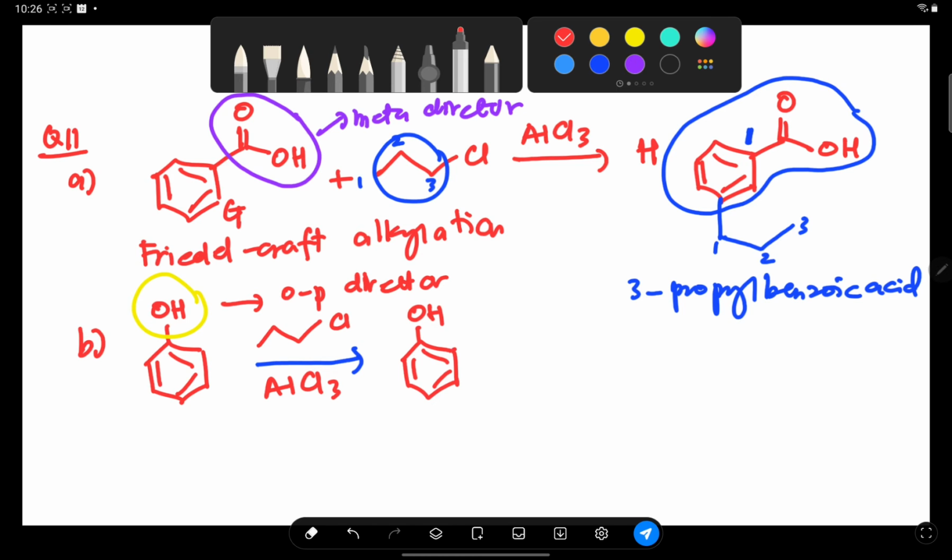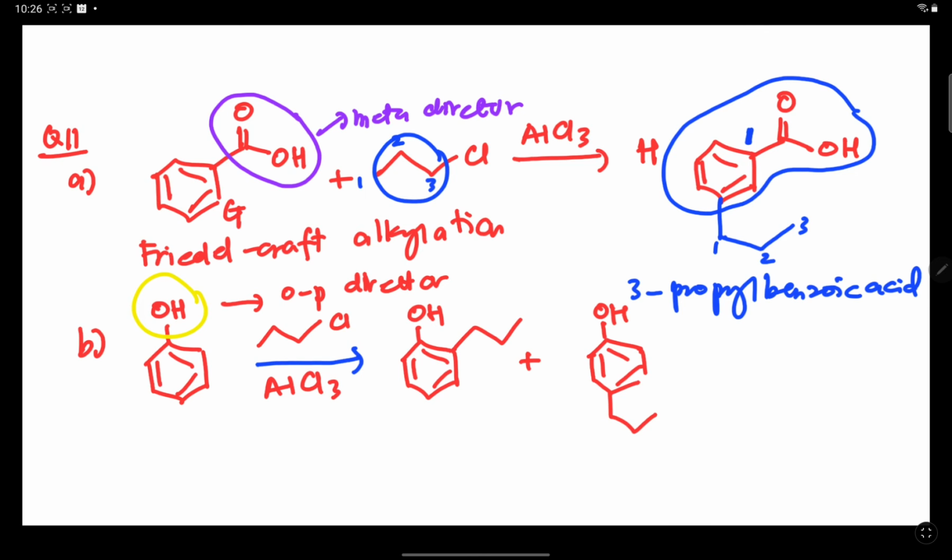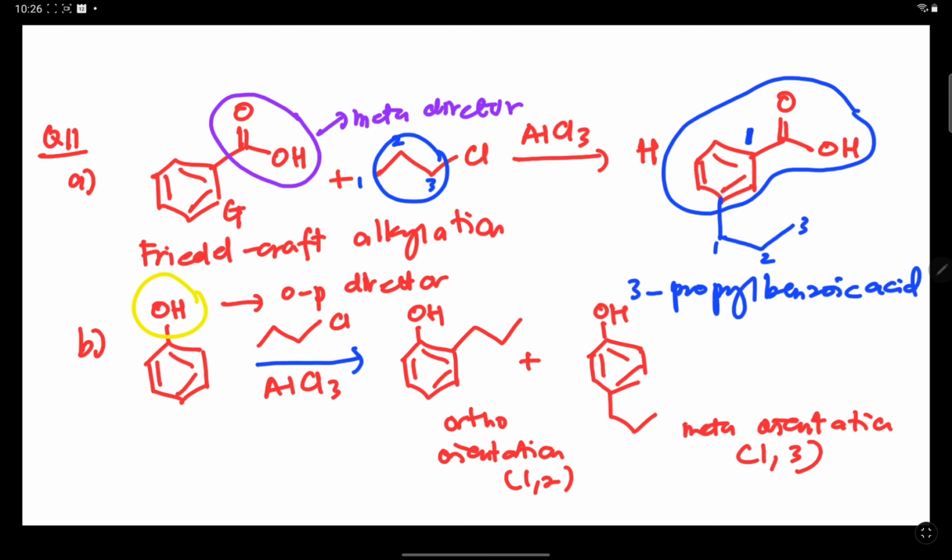Ortho is 1, 2, 1, 2, 3 plus para. Ortho orientation is 1, 2. Here is meta orientation, 1, 3. Okay.